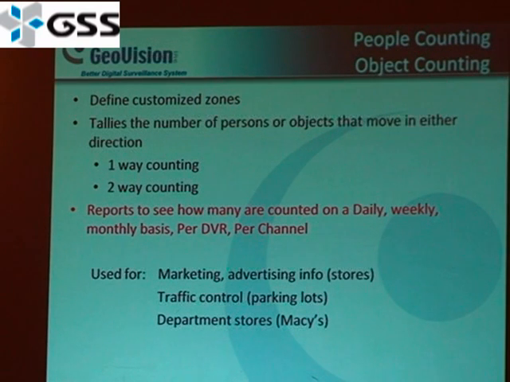And this can be used for marketing material, or marketing statistics, traffic control, and Macy's uses it to make sure that their advertisements are actually doing their job, to make sure that they're effective by looking at the traffic through those cameras.